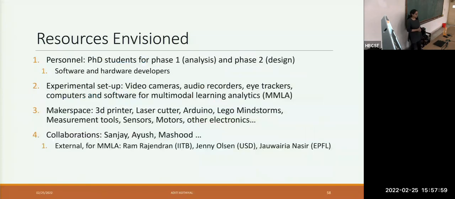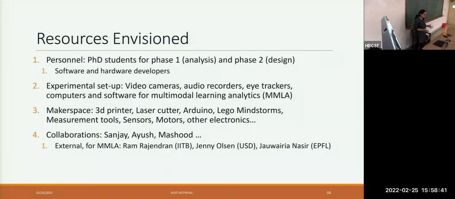So what I envision are the resources that such a project would entail. The analysis part itself is one PhD student's work, and then for redesigning these, we would need software and hardware developers. We'd need a dedicated makerspace with some sort of prototyping tools, Arduinos, maybe for kids even something like Lego Mindstorms, which is much easier and more accessible, with all the sensors, motors, and so on. The experimental setup would have to include eye trackers, video cameras, recorders, software, computers, and so on.